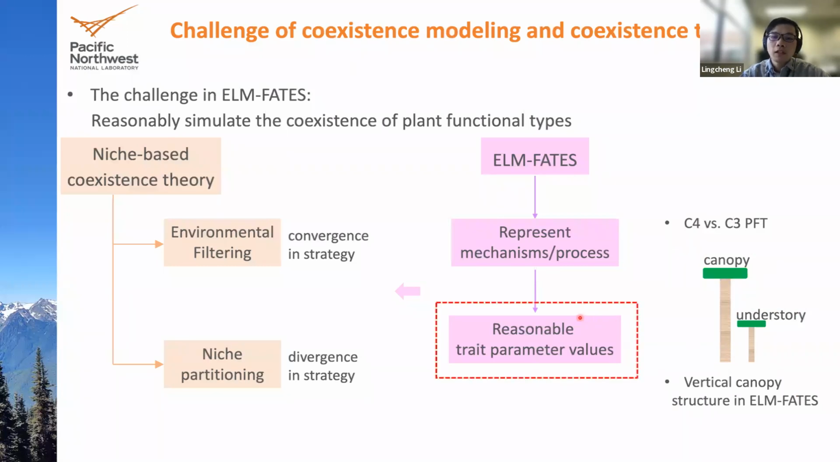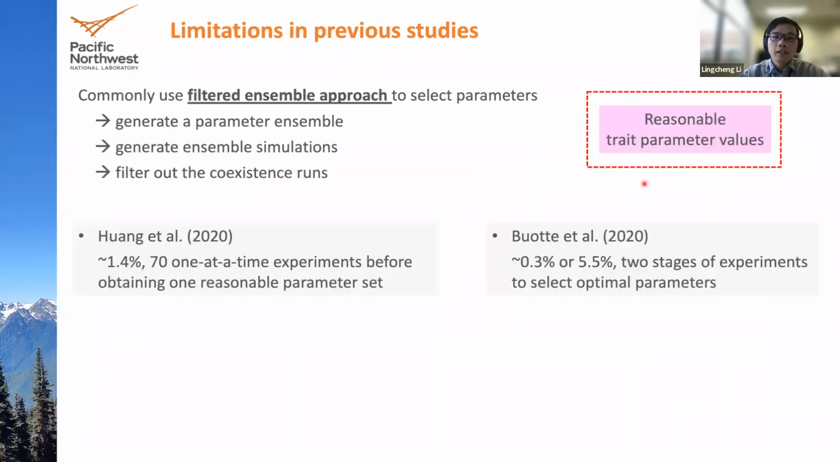So today my talk is more focused on how to choose reasonable tree parameter values to ensure their coexistence. Generally, in previous studies based on ELM-FATES, they used a filtered ensemble approach to select the parameters. Basically, first you generate an ensemble of parameters, and then based on this parameter ensemble, you generate ensemble simulations. With these simulations, you then select which runs have coexistent PFTs. Then you filter them out.